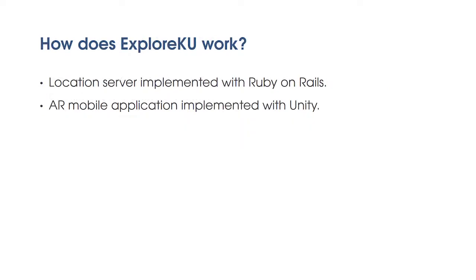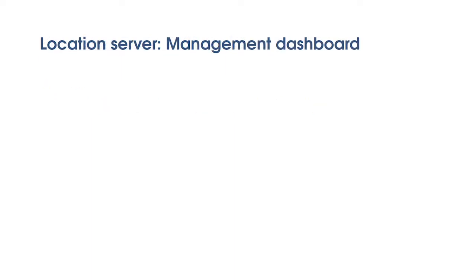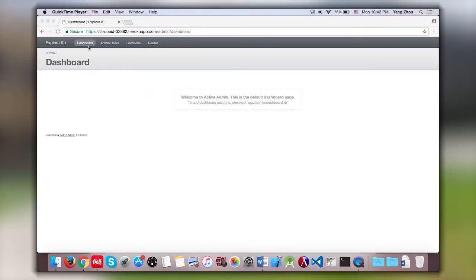So how does ExploreKU work? Well, the location server is implemented with Ruby on Rails, and the AR mobile application is implemented with Unity. I'm going to first introduce the location server, which is the management dashboard. This is the dashboard interface. There are basically three functions: admin users, locations, and roles.